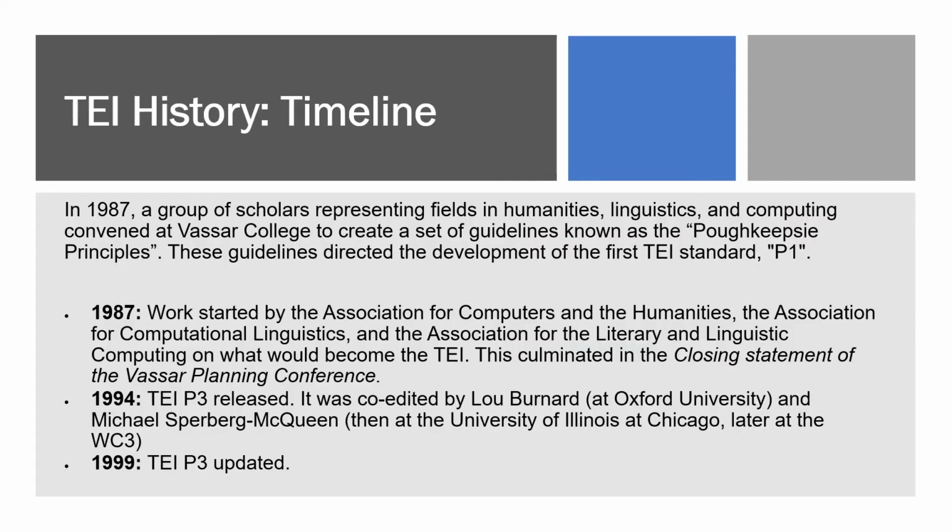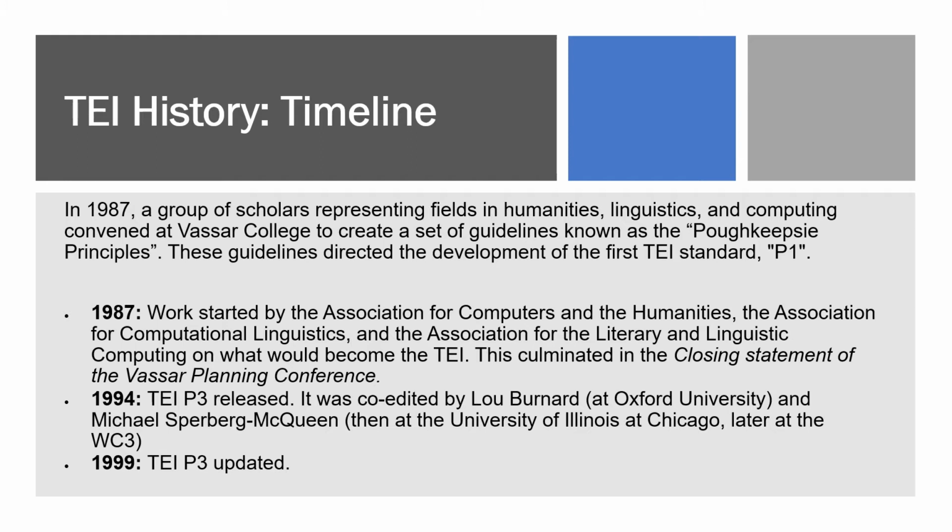Let's go back a bit further and look at a timeline of TEI history. This brings us to 1987. A group of scholars representing fields in humanities, linguistics, and computing convened at Vassar College to create a set of guidelines known as the Poughkeepsie Principles. These guidelines directed the development of the TEI standard P1.